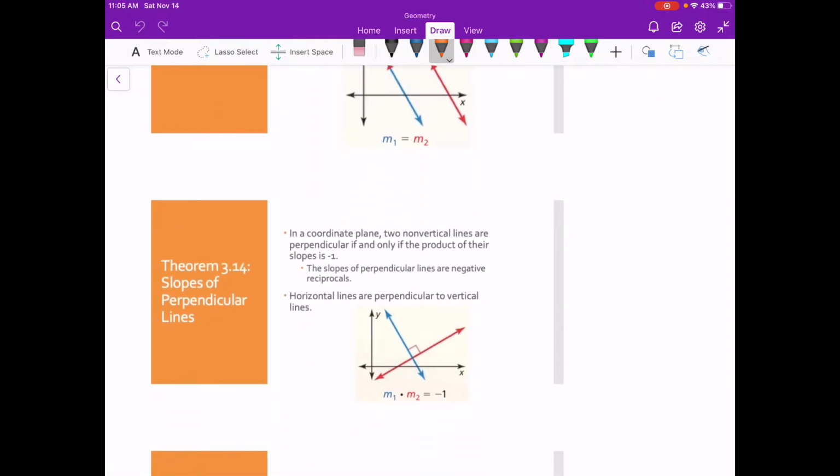When we talk about perpendicular, the slopes of perpendicular lines are negative reciprocals. So what that means is that if you have a slope of 2/3, our perpendicular slope, we flip the fraction and we change the sign. So if we had a slope of, let's say, -2, our perpendicular slope, well, the reciprocal of 2 is 1/2, and we change the negative to a positive. We can also say that any horizontal line is perpendicular to any vertical line.